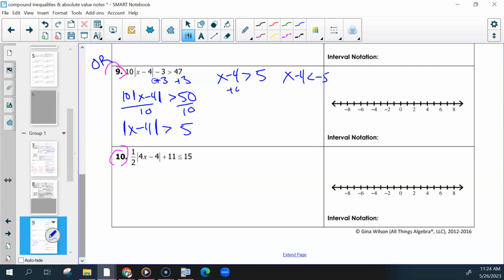Add 4 on both sides. We have x is greater than 9 and x is less than negative 1. Because it's or, they're going to graph apart from each other, both open, one at negative 1 going to the left, one at 9, which is really off the graph, going to the right.